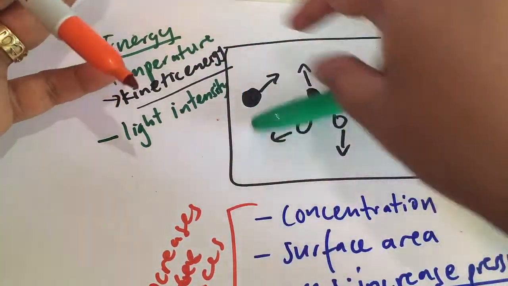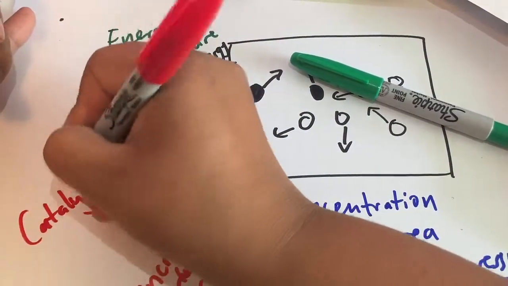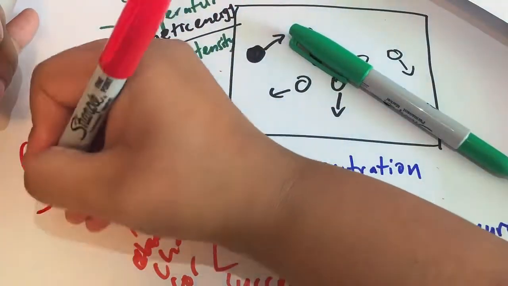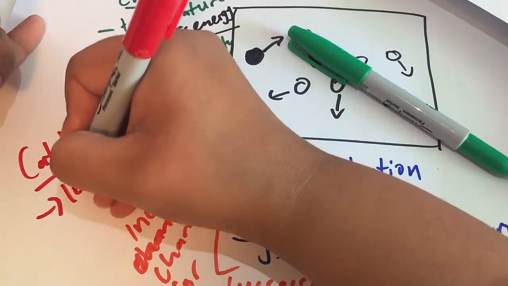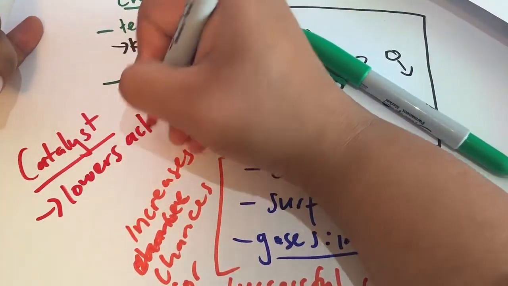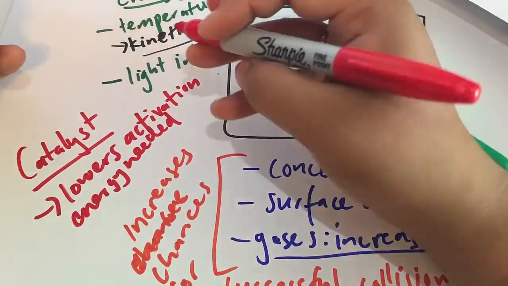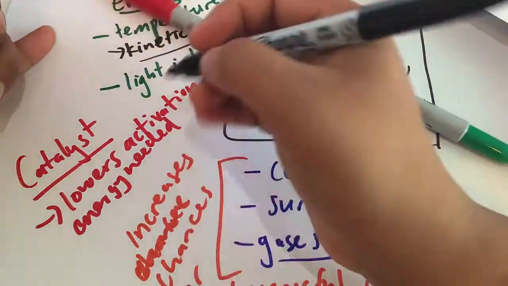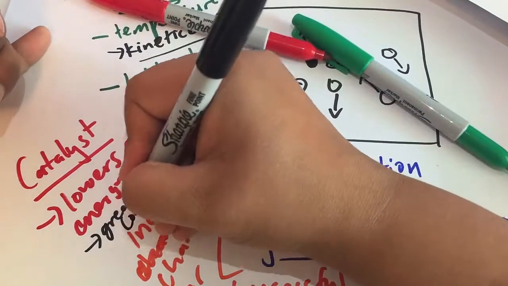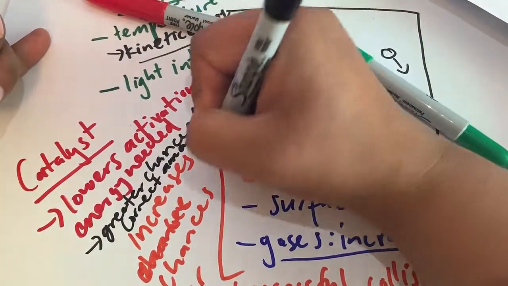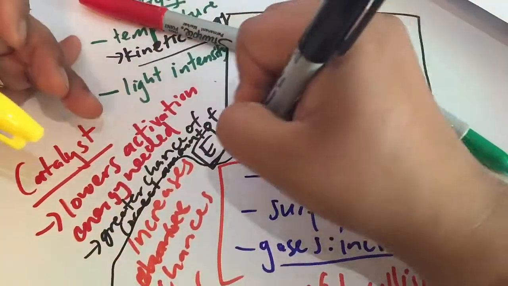The last one that we can do to manipulate that is also using a catalyst. And a catalyst is important because then we're going to lower the amount of energy they needed in the first place. So it lowers the activation energy needed. And if we lower the activation energy needed, then there's a greater chance that they're going to have the right amount of energy. Just E for energy.